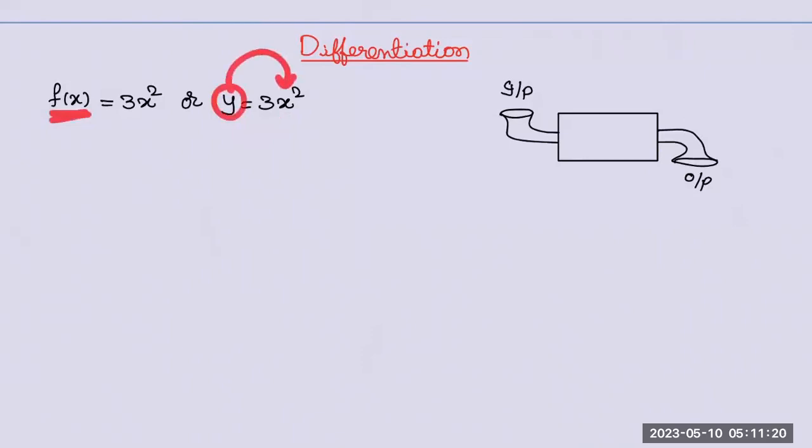y depends on x. Sir, don't you think x depends on y? No. y depends only on x. Something like velocity is equal to displacement by time. Now try to understand. Velocity depends on time.